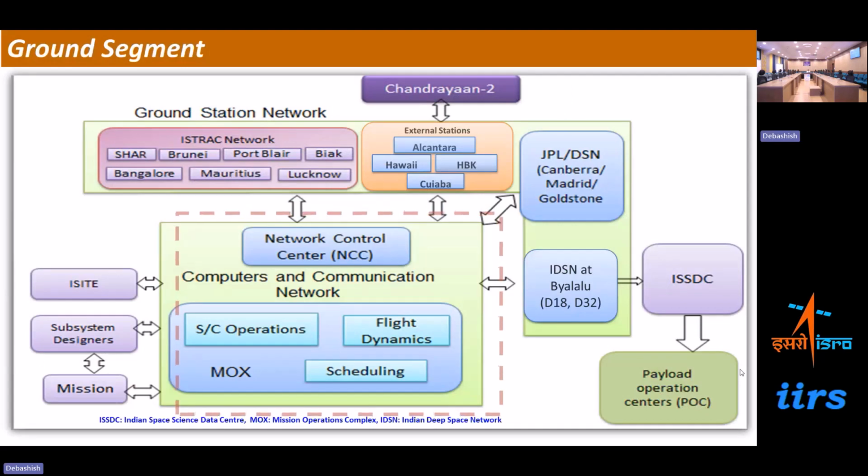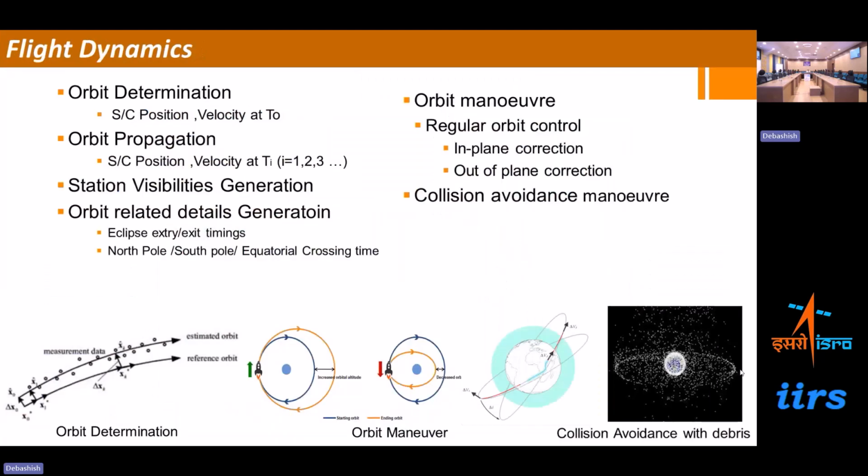I think I have talked about the first layer of the ground segment, which is the ground station network, comprising the ISTRAC network, external station network, JPL network, and ESA network. Now we'll come to the second segment of the ground segment, which is the operational segment. It covers flight dynamics, scheduling and spacecraft operations, and along with that we'll see the computer and communication network also.